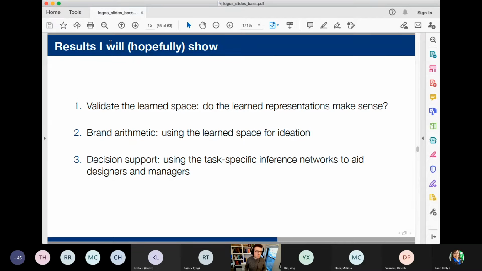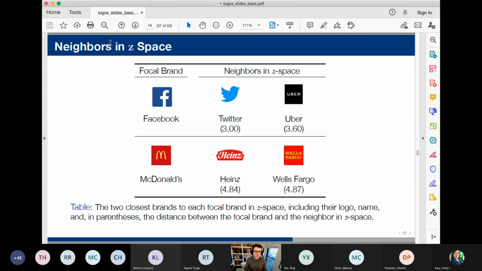So first, do the learned representations actually make sense? What are we learning? What are those Z's? The easiest way to think about that is through some examples. And here I'm showing two examples. What I'm showing you specifically is I've taken a focal brand, Facebook and McDonald's, and I'm showing you what firms are closest to that brand in this learned latent space, this representation of the collective consumer conscience, as I called it before.